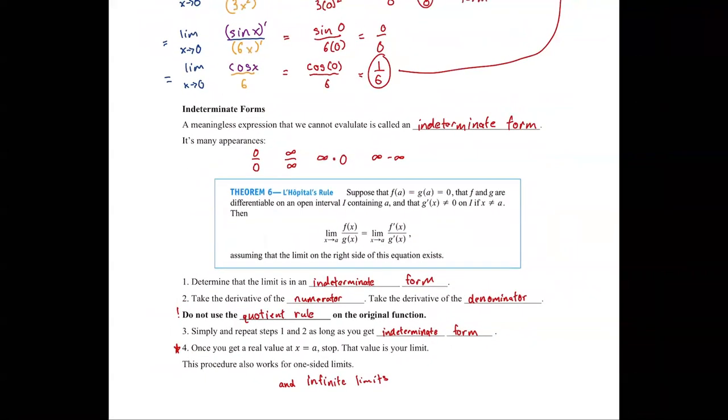So on the next page, we have a few more examples. This first one is very similar to the one we did on the first page. So I'm going to go ahead and illustrate it, and it won't be as many steps, but remember, step 1, try to take the limit. 3 times 0 minus sine of 0 over 0 is 0 over 0. So we have an indeterminate form.